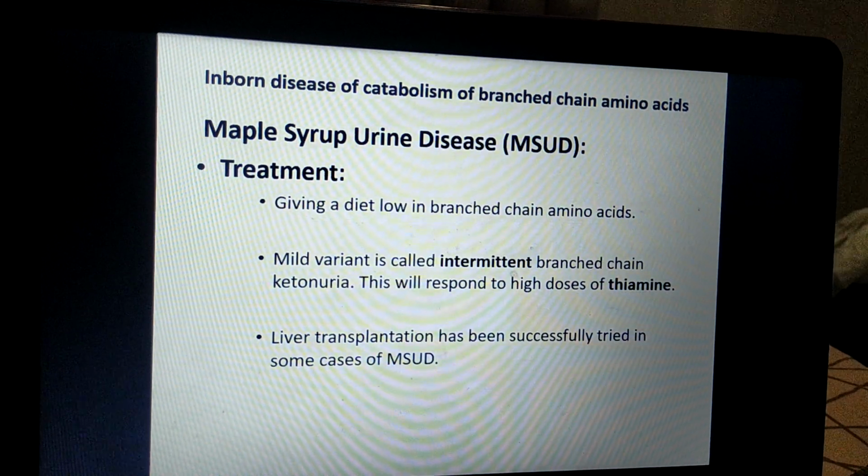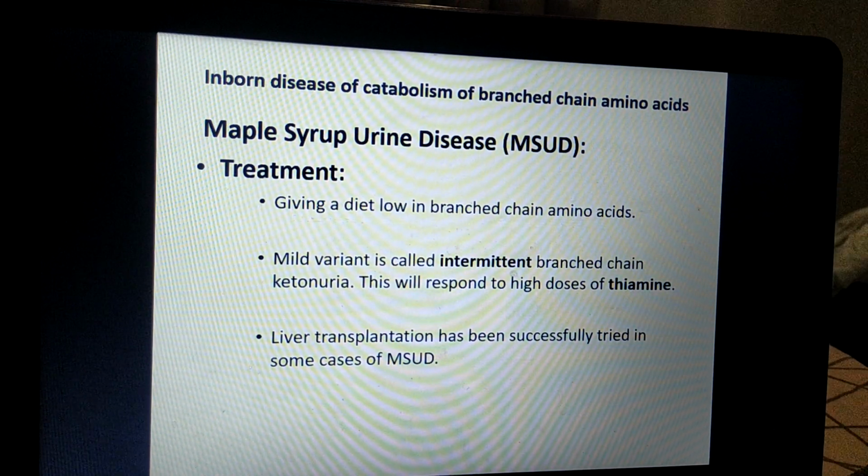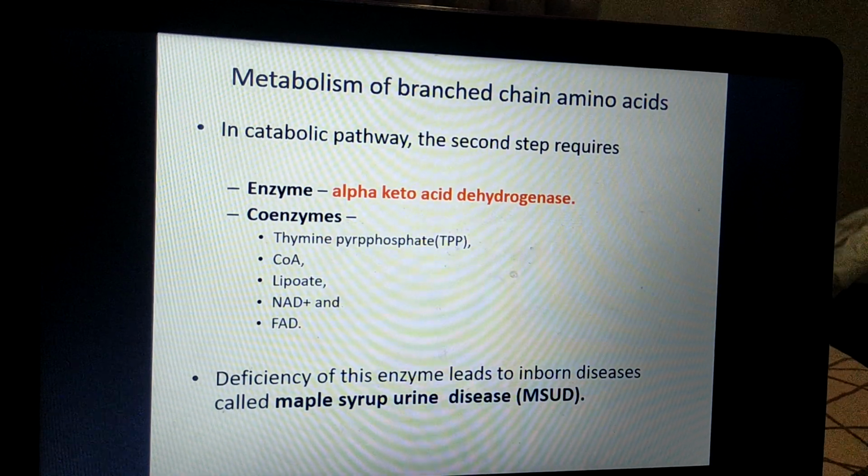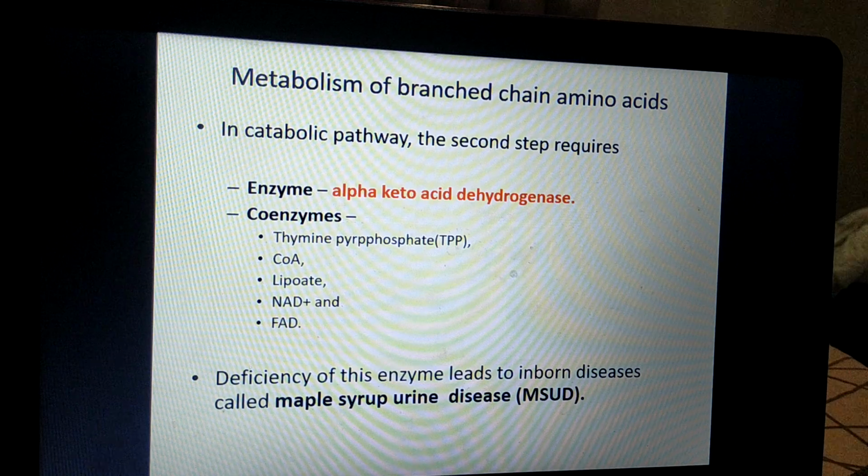Treatment of this disease includes giving a diet low in branched chain amino acids. Sometimes a mild variant of this disease is seen, which is called intermittent branched chain ketonuria, and this will respond to high doses of thiamine. So what is the role of thiamine here? I have told you that in case of maple syrup urine disease, the deficient enzyme is alpha keto acid dehydrogenase.